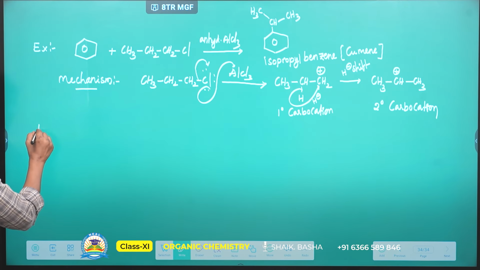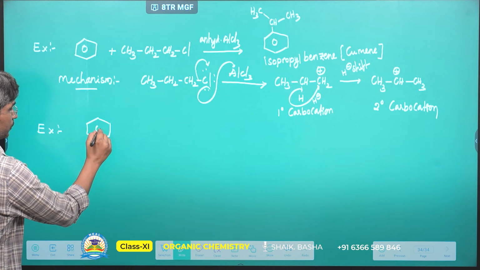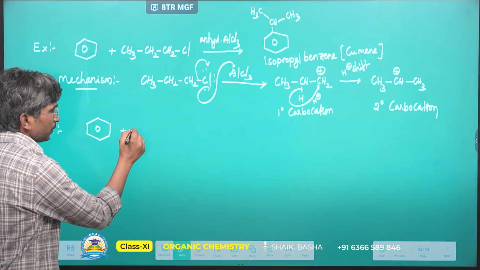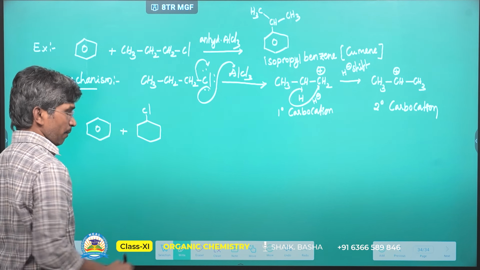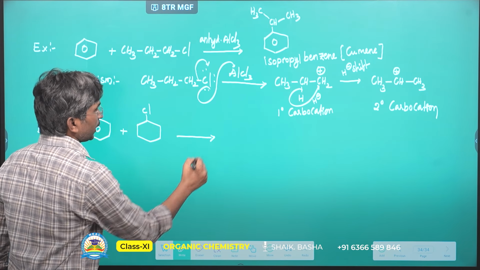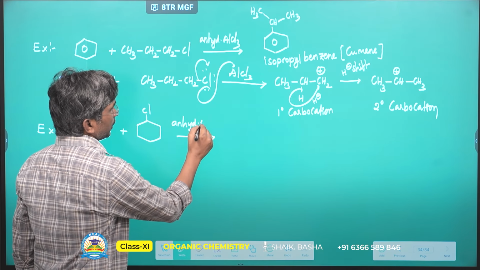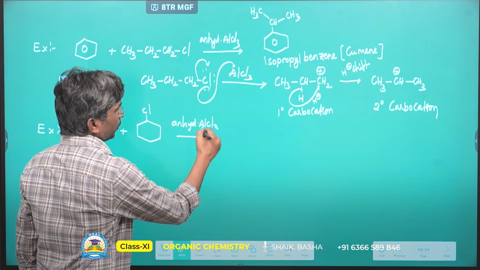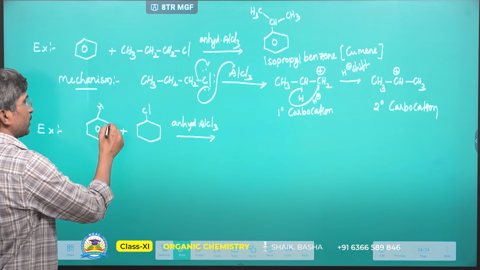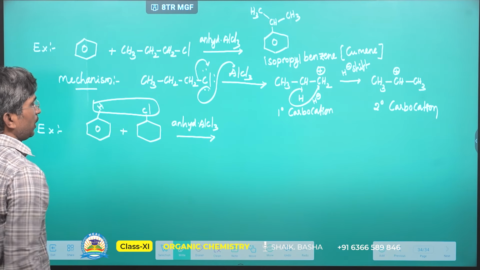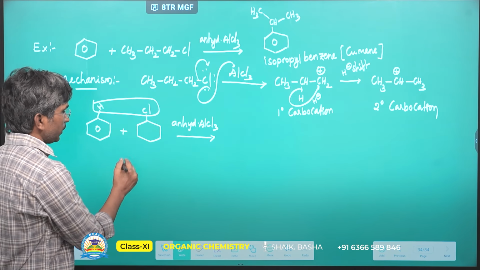Then some more examples we'll see. Benzene on treating with cyclohexyl bromide or cyclohexyl chloride, on treating with anhydrous AlCl3. So what is the product? Here hydrogen is there. Everywhere hydrogen is there. Hydrogen is replaced by an alkyl group. Which is the alkyl group here? The cyclohexyl group is acting as the alkyl group.